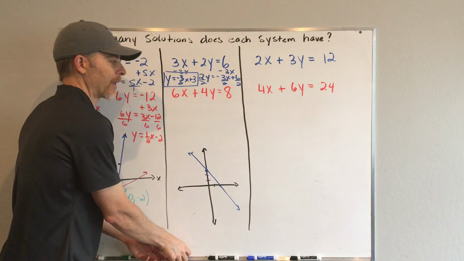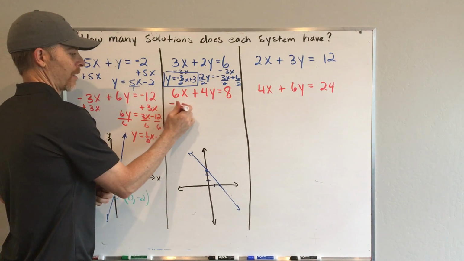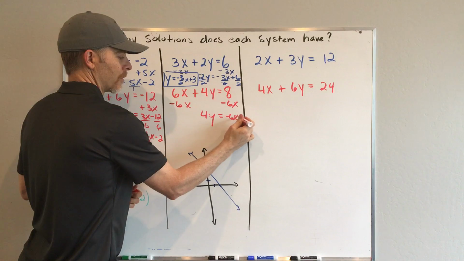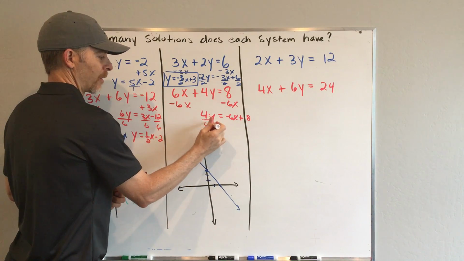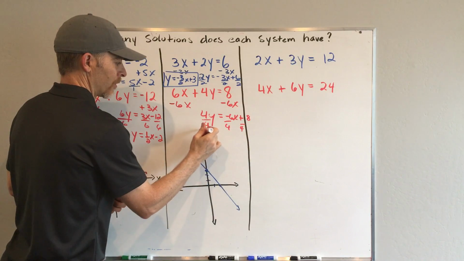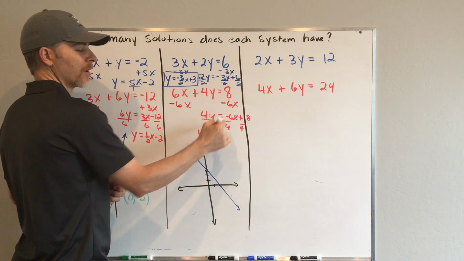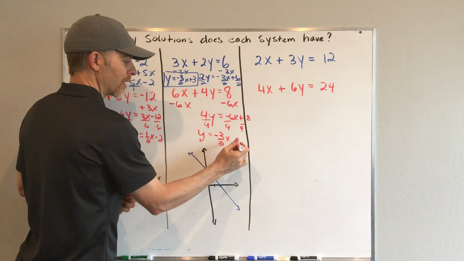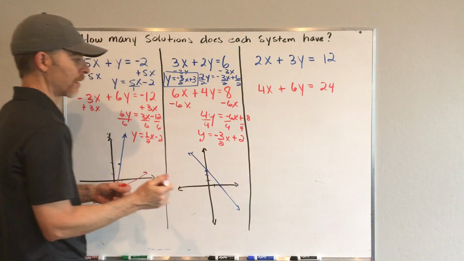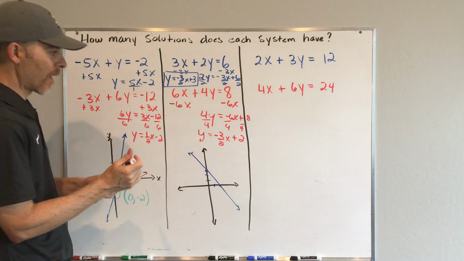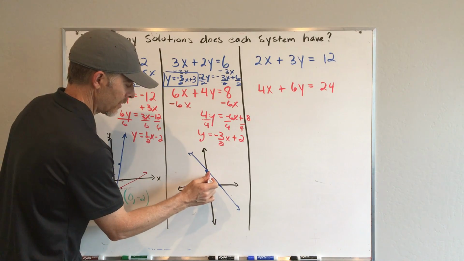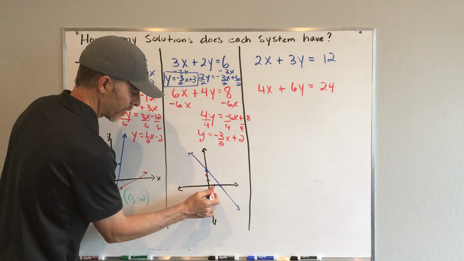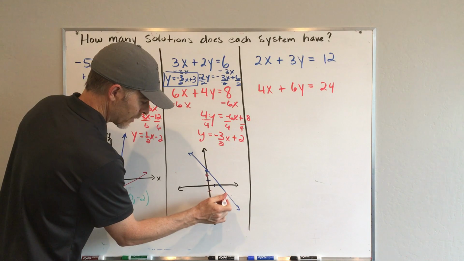Okay, let's move to our red equation. I'm going to get it into y equals mx plus b. All right, divide by 4. Y equals, well, I can reduce negative 6 over 4 to negative 3 over 2, and 8 divided by 4 is 2. So my y-intercept is at 2, and my slope is down 3, right 2. So down 3, 1, 2, 3, right 2, 1, 2.